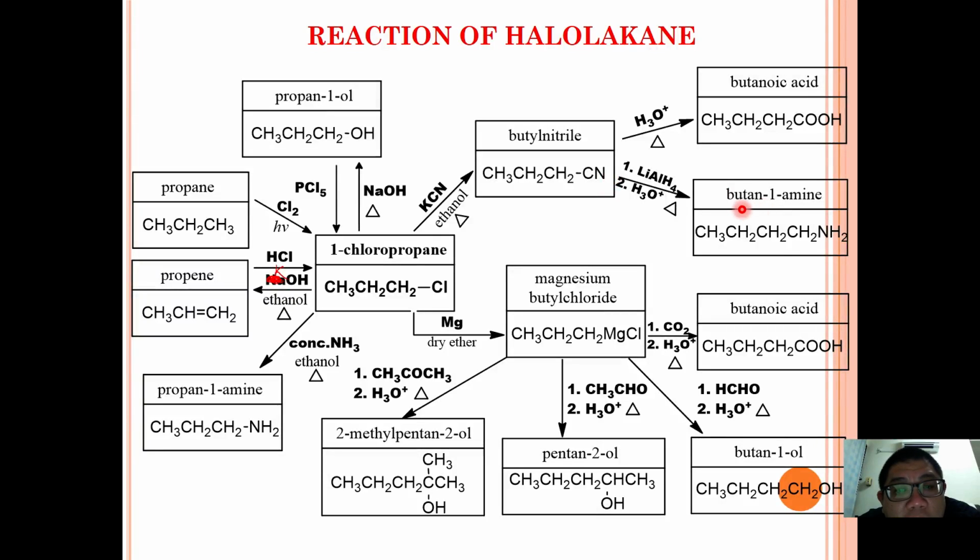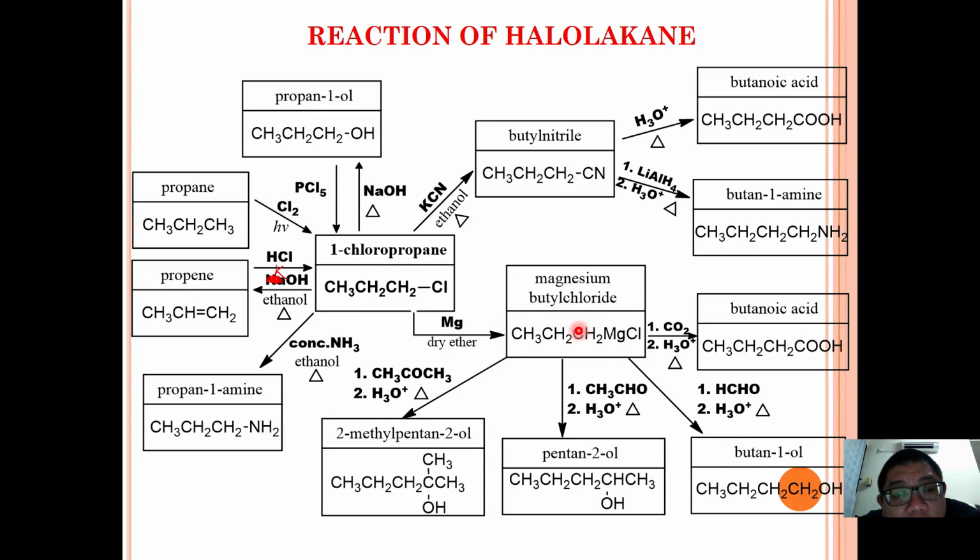amine. So in here you will note that from propane to become butane, the number of carbon has increased by 1. So later we are going to stress that this is one of the methods to increase the number of carbon by 1. And last but not least, we're going to have a look later on how haloalkane can be used to prepare Grignard reagents when you react with magnesium in dry ether.